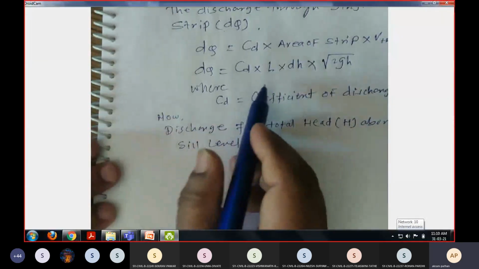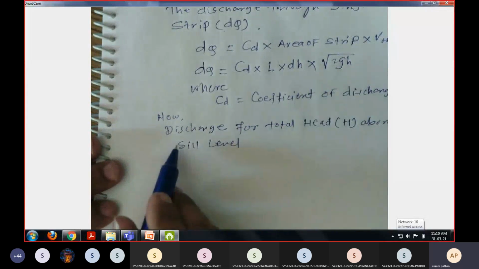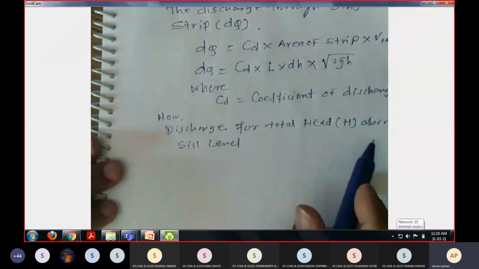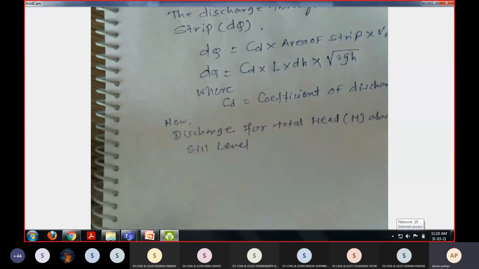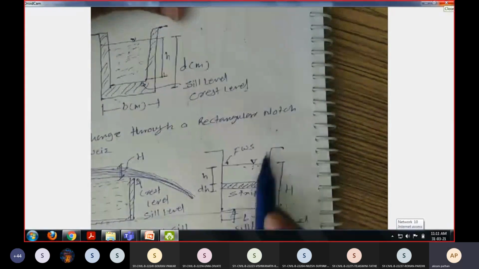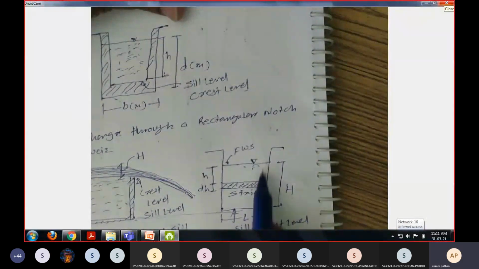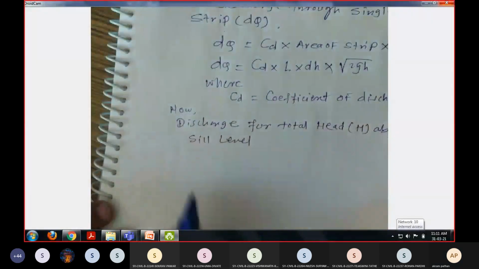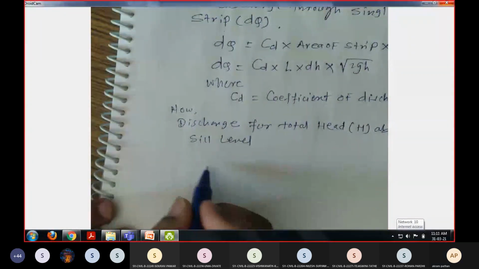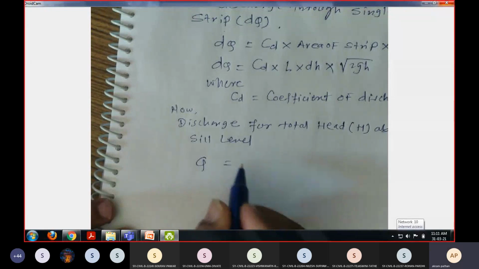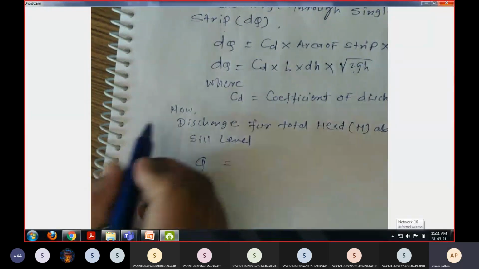आता आपण एक सिंगल स्ट्रीप मधून हा डिस्चार्ज काढला. आता पूर्ण डिस्चार्ज काढू या हेड साठी. सो दिस इज द टोटल डेप्थ ऑफ फ्लो अबव द सी लेवल. ओके, सो फॉर दैट पर्पस what we have to do, discharge Q is equal to, so this is the discharge, total discharge.